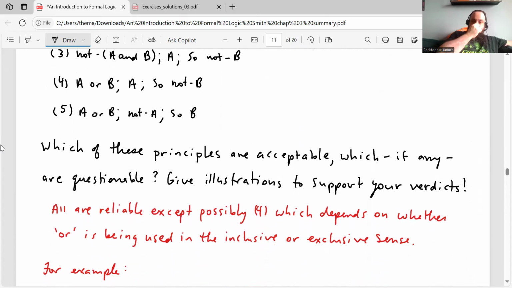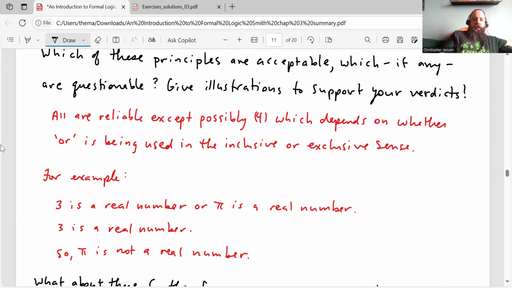And the author asks the question, which of these principles are acceptable? Which, if any, are questionable? And he wants us to give illustrations to support our verdicts. So here, this is my answer. Again, the author goes into more detail on his website if you want to look at the solutions there.